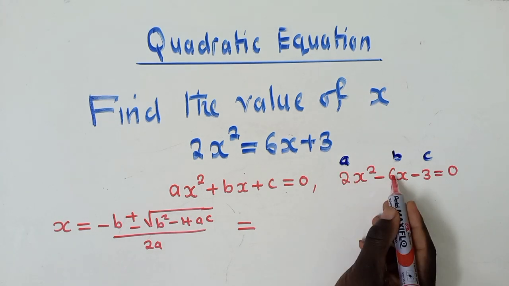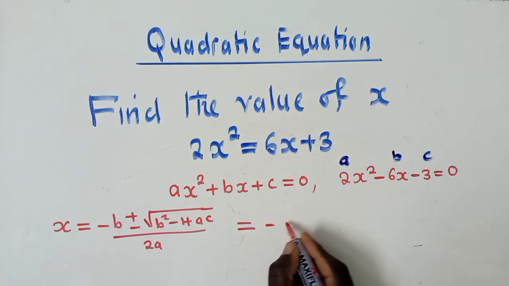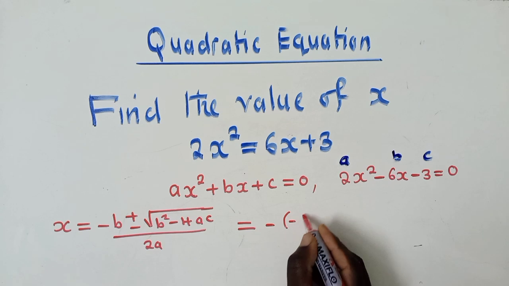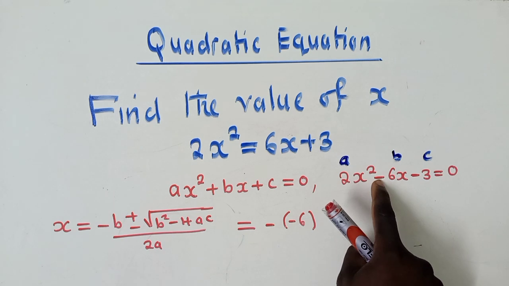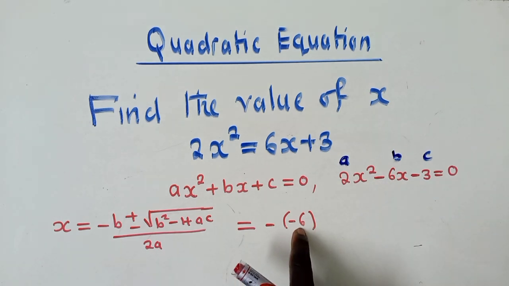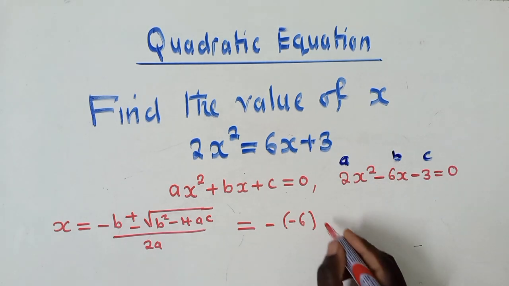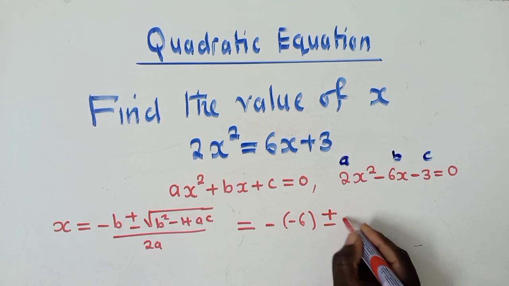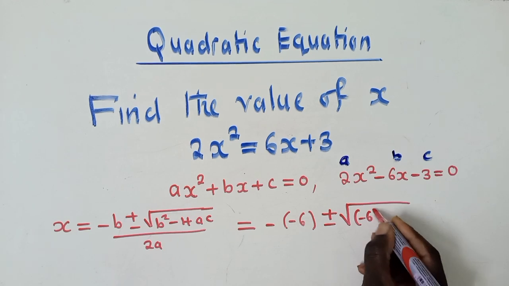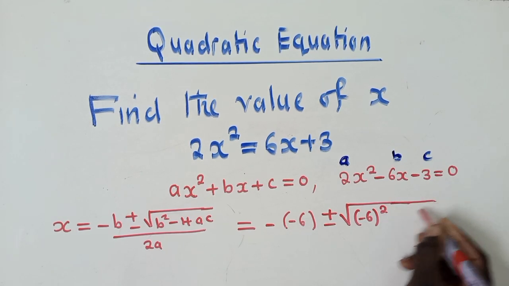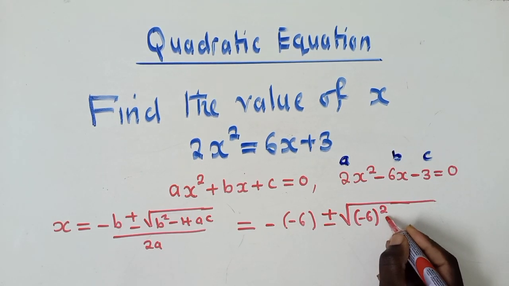What is our b? Our b is negative what? Negative 6. Now, check here. This is where people make a lot of mistakes. Have you seen the way I've written here? There is this negative from the formula, which you maintain, and there is also a negative from the 6. So it's supposed to be negative 6, like this. And then you say plus or minus square root of negative 6. Whichever number has a negative sign, put it inside the brackets.